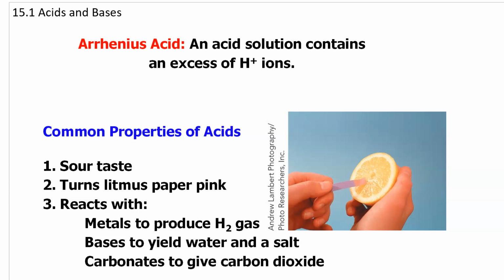Acids and bases. We're going to use the Arrhenius definition. So an acid contains an excess of H+ ions. In other words, an acid consists of an H+ ion and some anion, like for instance HCl or H2SO4. Right? Acids are typically going to start with H.